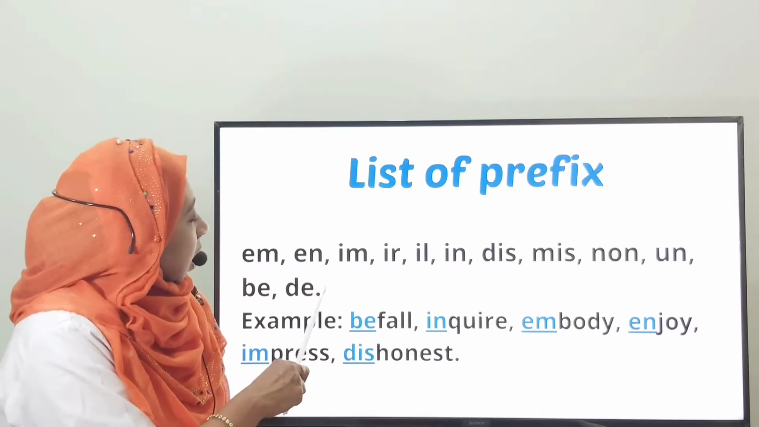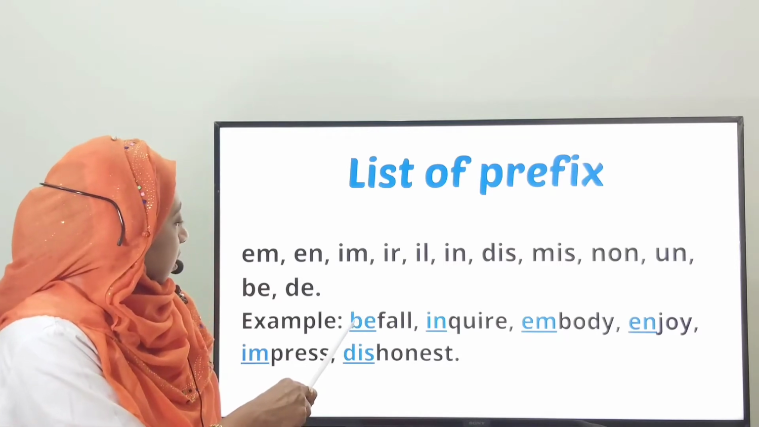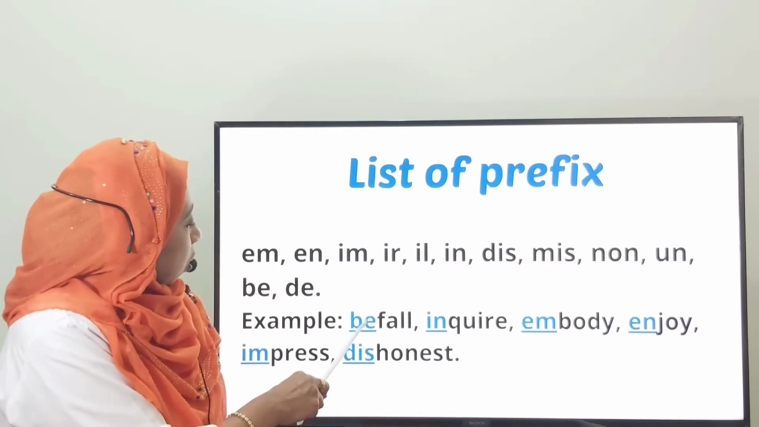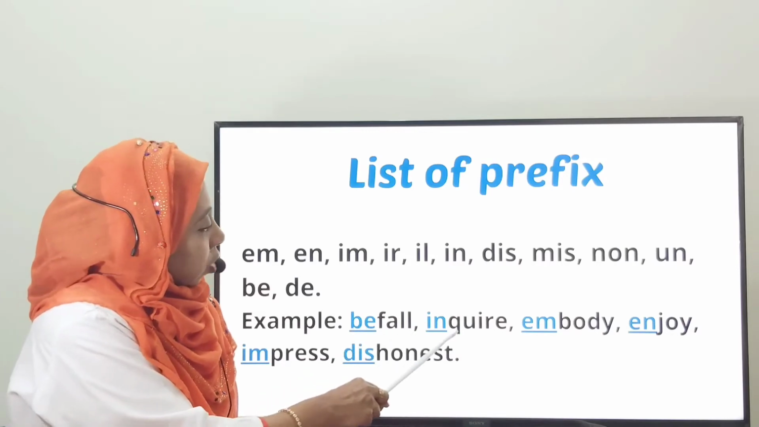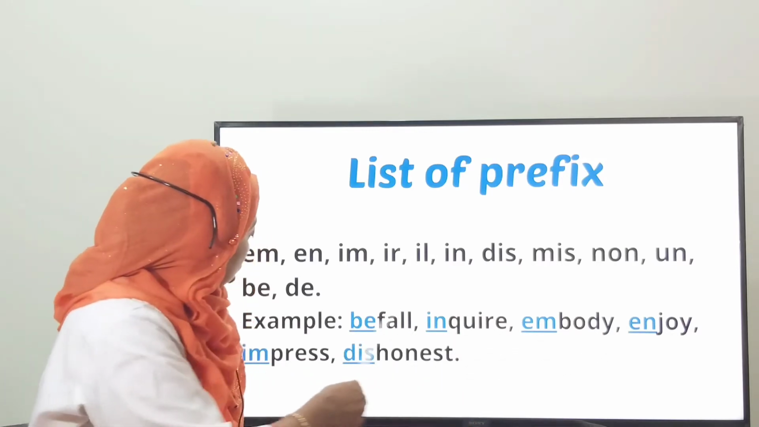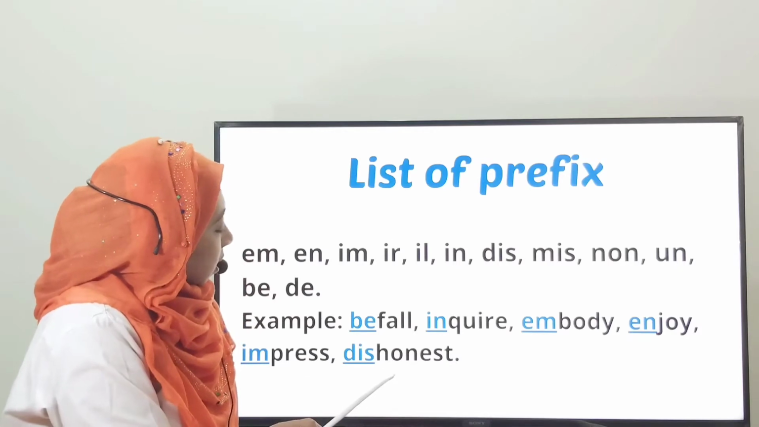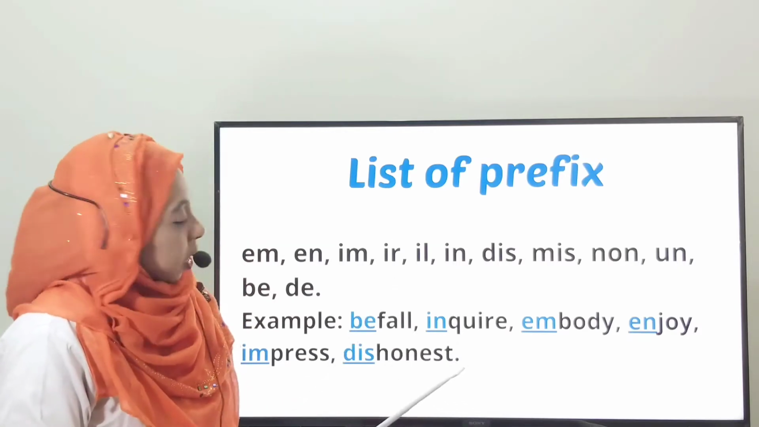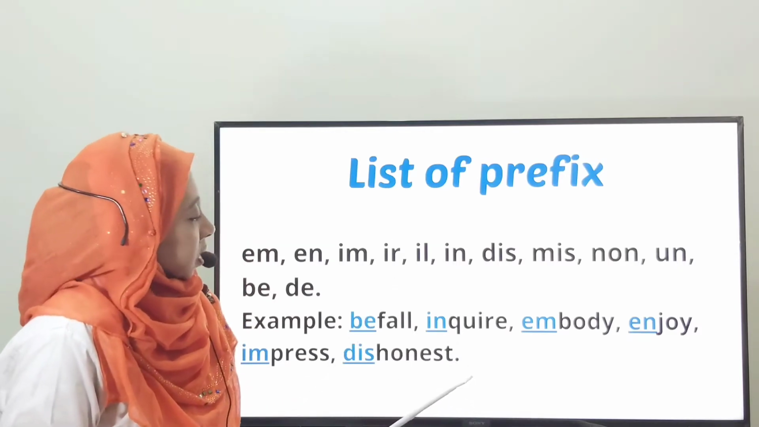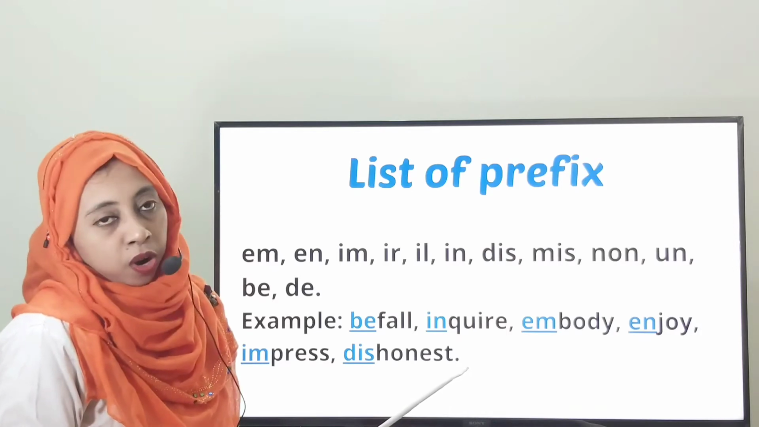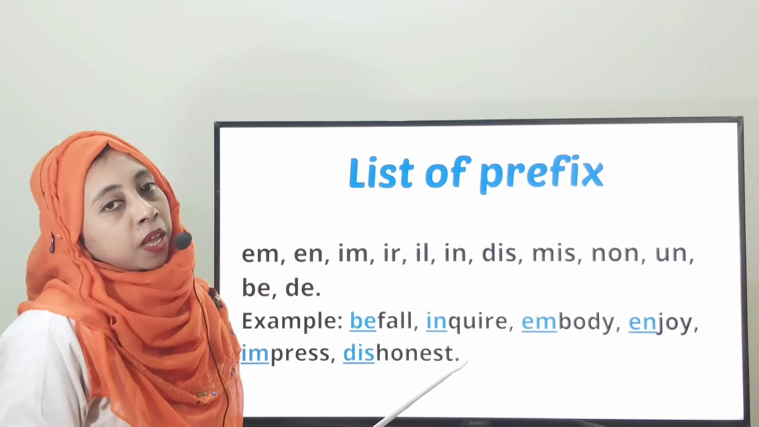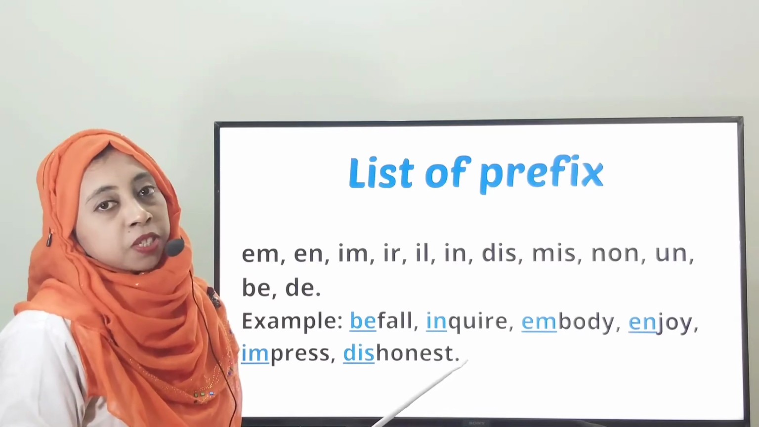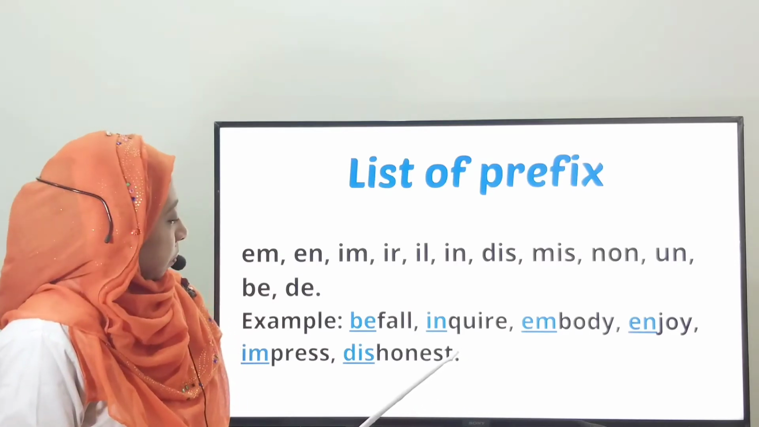So we can see how they create new words. Fall, before fall we use prefix be: befall. Inquire, embody, enjoy, impress, dishonest. Here students, observe that we use some prefixes before the word. Sometimes after using prefixes, the meaning of the word changes and sometimes it can be unchanged.